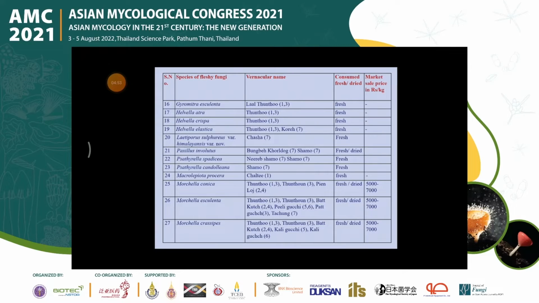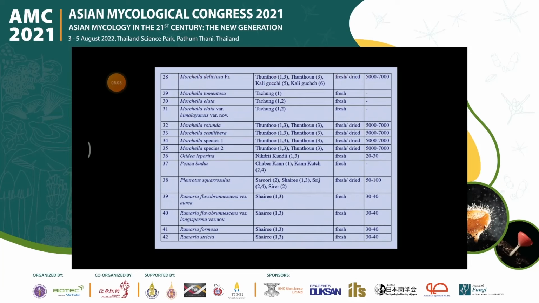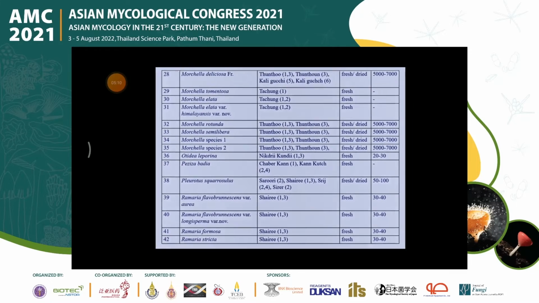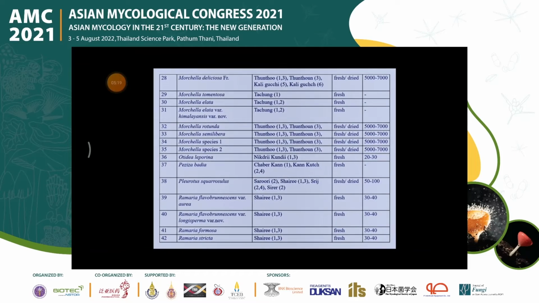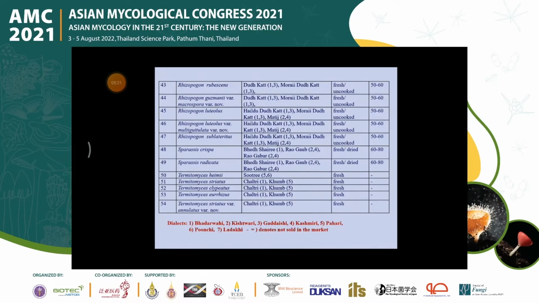And out of these edible mushrooms, only morels have a commercial value. That means they are sold at the rate of 5,000 to 10,000 in dried form per kg. And these are taken as well as fresh and dried form. So again, several Morchella species, Pleurotus and Clavaria species belong to genus Ramaria.